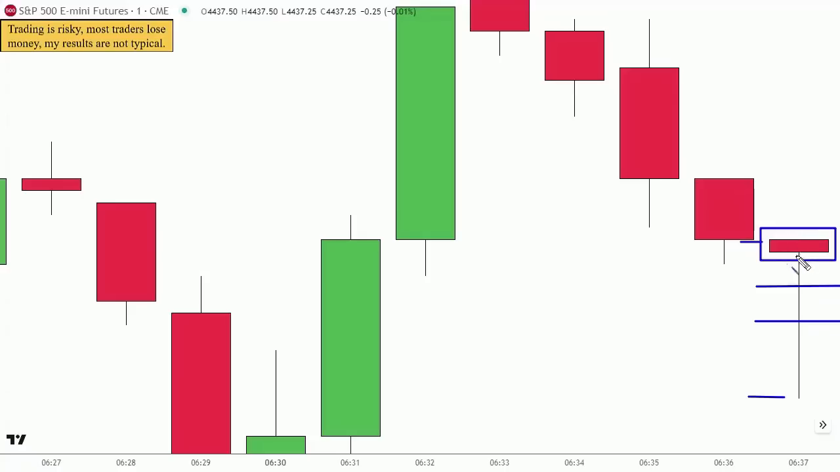Now, the other thing is sometimes people think the concept of whether the real body is red or green is important. In this situation, it really isn't, because we want that narrow range real body. Because the open and the close are so close together, you don't get caught up in whether it's red or green. Red would mean it closed below the open. Green means it closed above the open. But the point is that they're so close that in the real market, it's negligible. And it doesn't really matter if it's that close to each other.